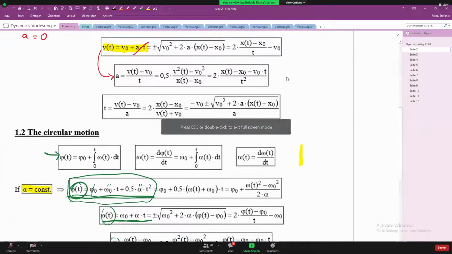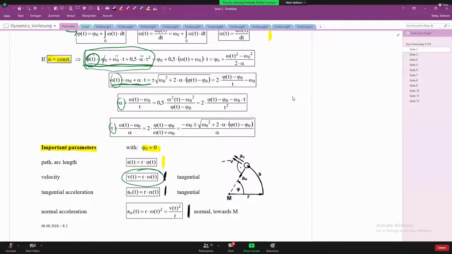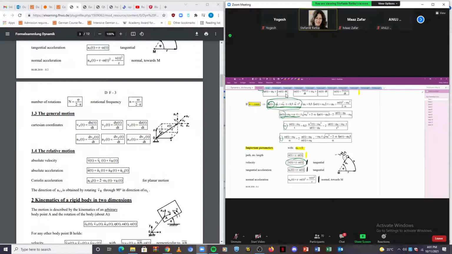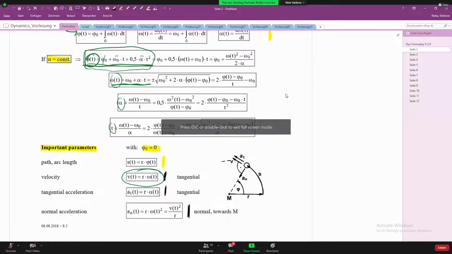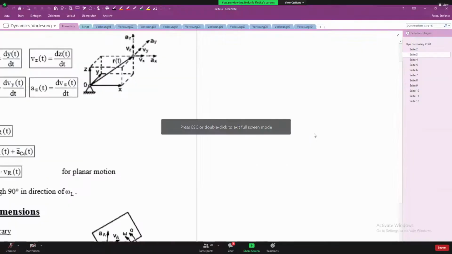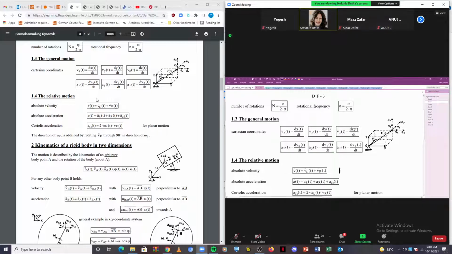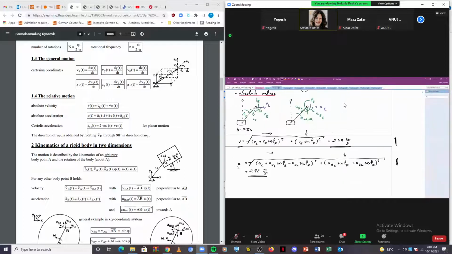Everything else is here. Circular motion, then the rectilinear motion, then the important parameters to compute from circular to rectilinear values. And if we move one page further, we have the general motion here: absolute velocity, absolute acceleration, Coriolis acceleration. So this is all here, but how to derive the vector itself, depending on the direction, depends on every problem. It's different for every problem.